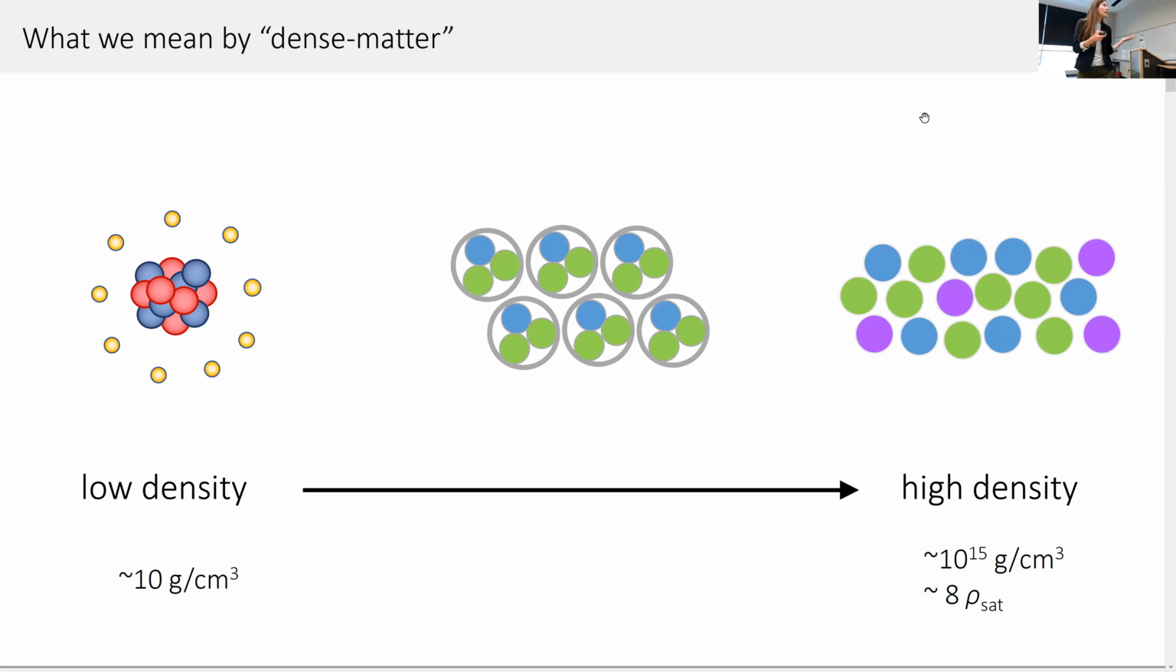So more quantitatively, at low densities, the kind of heavy metals on Earth have densities on the order of 10 grams per cubic centimeter. The matter I'm talking about in the cores of neutron stars is 14 orders of magnitude denser, roughly 10 to the 15 grams per cubic centimeter, or roughly 8 to maybe 10 times the nuclear saturation density.